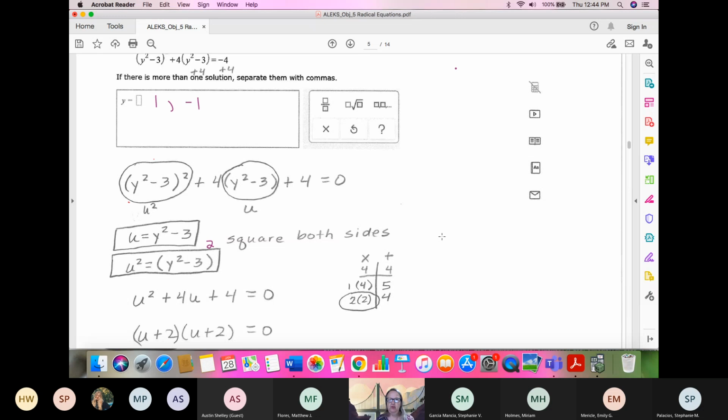So we want u to be the variable portion of the middle term. This is the middle term right here, the one in the middle. Terms are added. The variable portion is y squared minus 3. If you have a string of terms here, in this situation, you will need to keep the string of terms. And in this case, that's y squared minus 3.